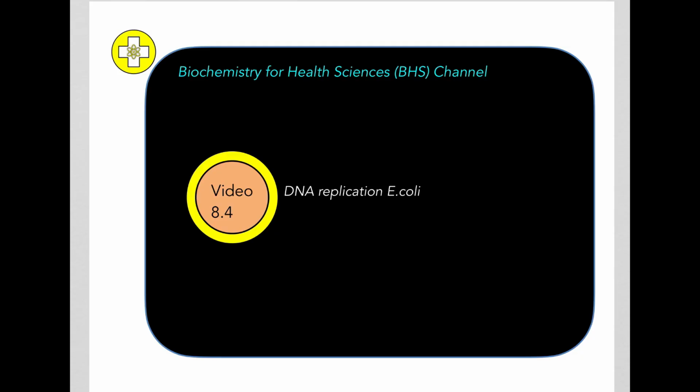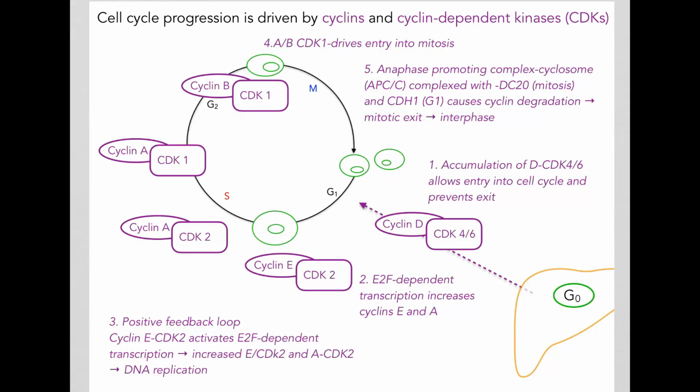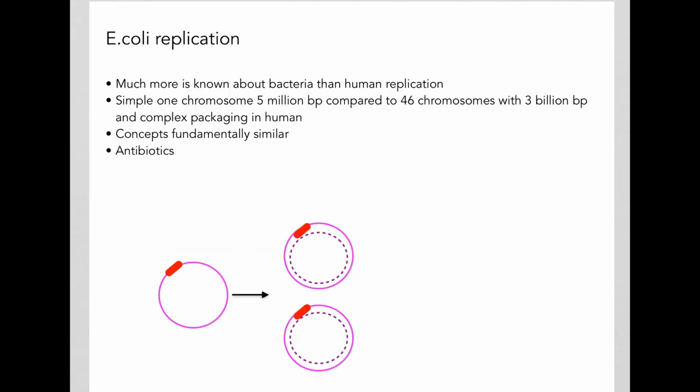In today's video, we shall talk about DNA replication using E. coli as a model. In a previous video, we talked about the cell cycle, and we mentioned that for human cells, DNA replication or DNA synthesis occurs in this part of the cell cycle called the S phase. However, before we talk about replication in humans, let's look at replication in a simpler system, and that is the bacteria E. coli.